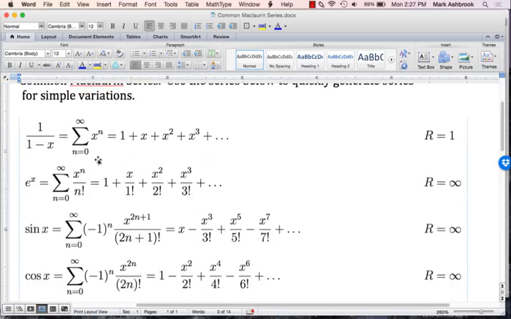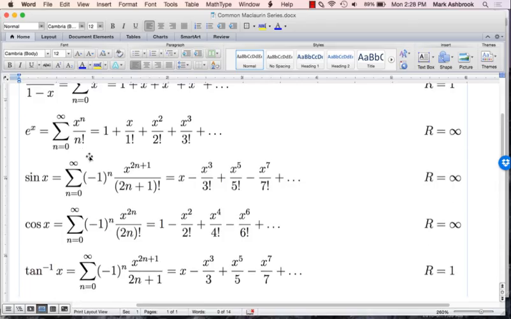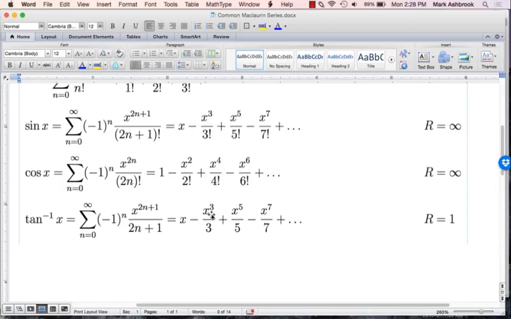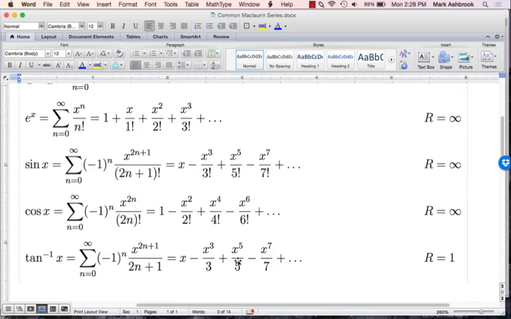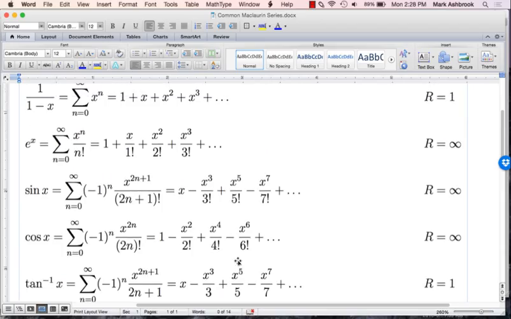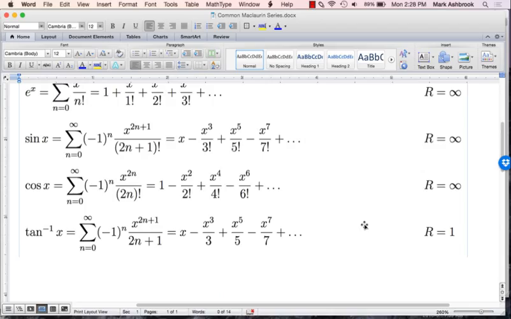So we know 1 over x, that's just our basic geometric series. E to the x we did in class. Here's sine x, here's cosine x, I think we did. And then here's tangent inverse. So these are the most common Maclaurin series, and then their radius of convergence. And so then you get problems like this. You could say like, write a Maclaurin series for the square root of x times sine of 4x.